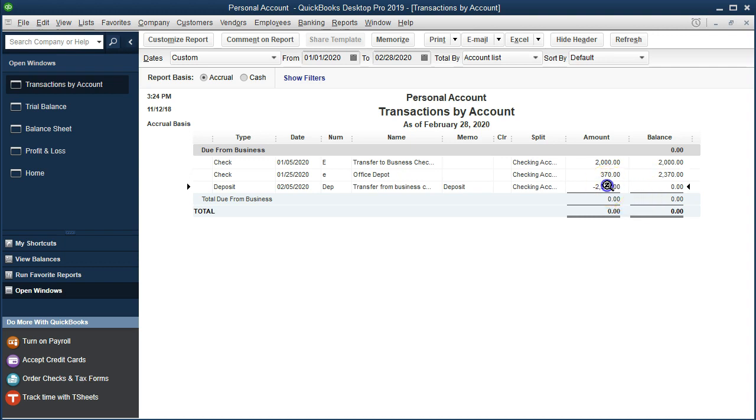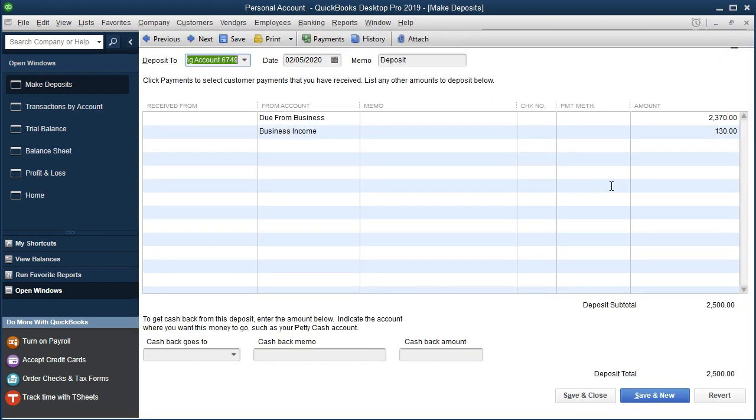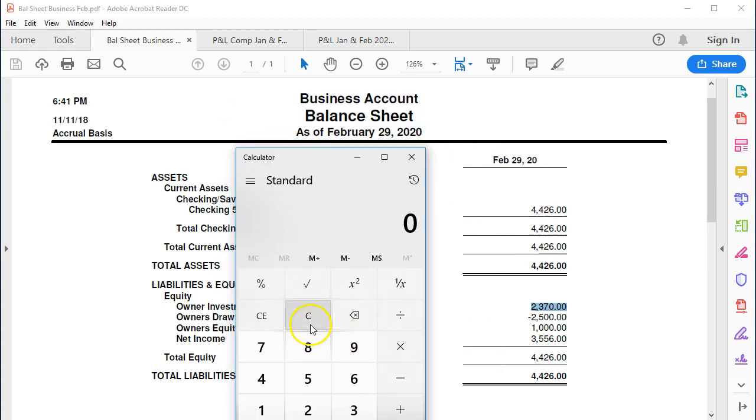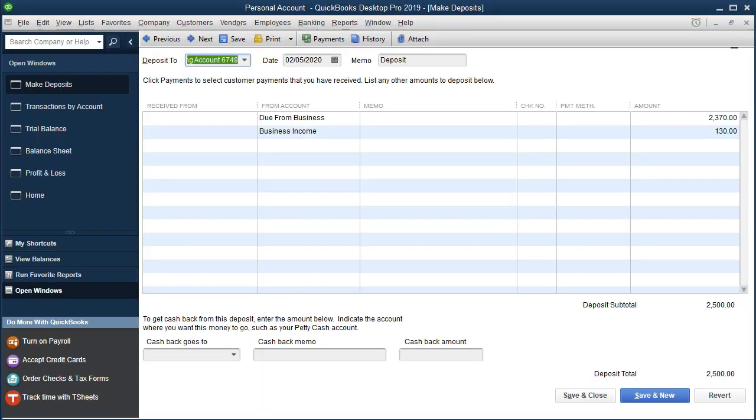And then we had this transaction where, if we double click on it, we had a deposit of $2,500 and we put $2,300 to this account to bring it to 0, and the rest went to the business income. So in other words, if we go back to our balance sheet, the difference between these two numbers on the balance sheet for the business account, 2,500 minus 2,370, is 130. So that's going to be the income that we put on our personal account from the business.